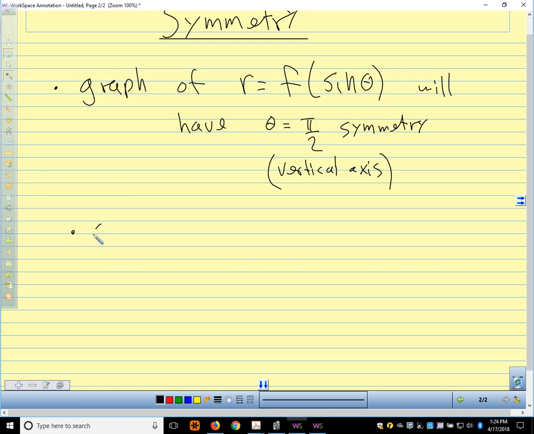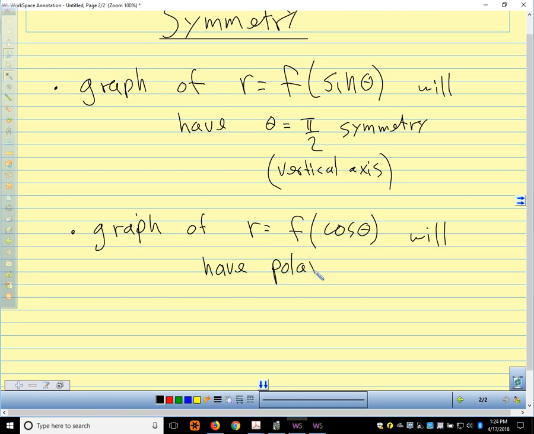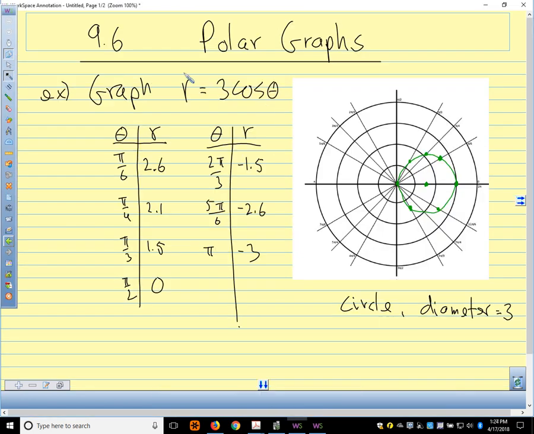The graph of r equals some function of the cosine of theta, meaning we just have a cosine in there, no squares, no tangents, nothing else, is going to have polar axis symmetry. And that's the same as saying theta equals 0 or the horizontal axis. The polar axis is the horizontal axis. So if we go back here really quickly, this is just a function of cosine of theta, and we see it has symmetry about the polar axis. It's the same above as it is below.